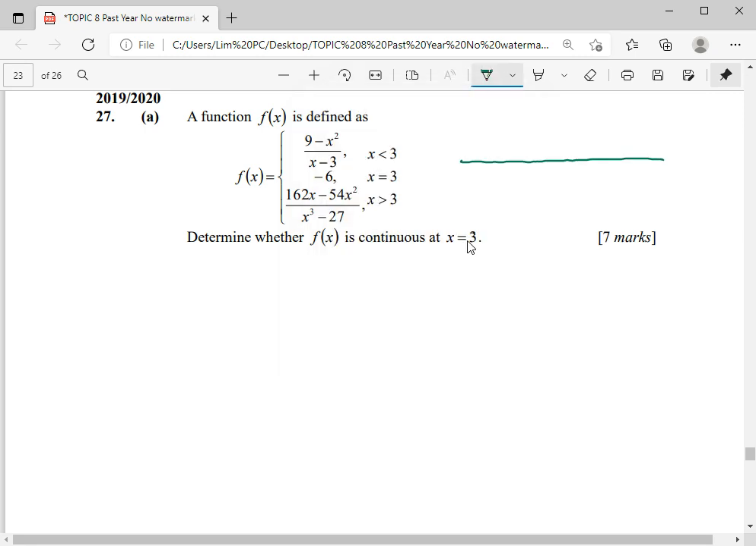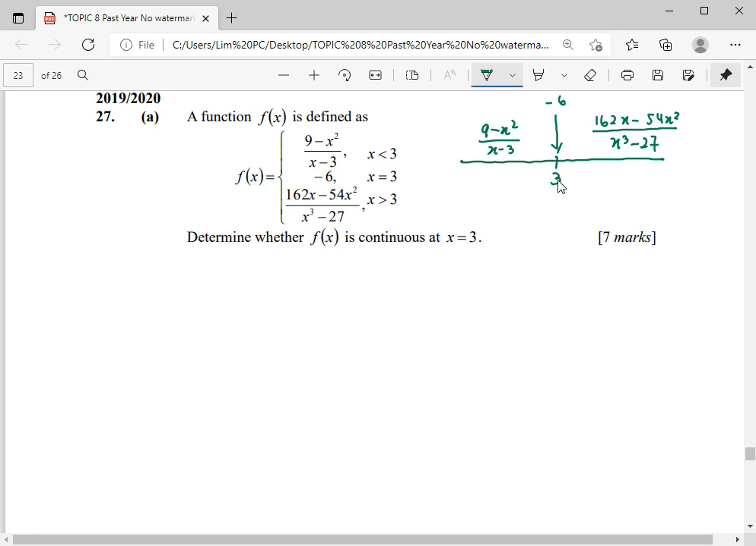So for our interval here, they said x less than 3, which means 3 from the left hand side, the function is (9 minus x squared) over (x minus 3). At exactly x equals 3, our function is negative 6. And then for x more than 3, it will be (162x minus 54x squared) over (x cubed minus 27). They ask us to determine whether this function is continuous at 3 or not.